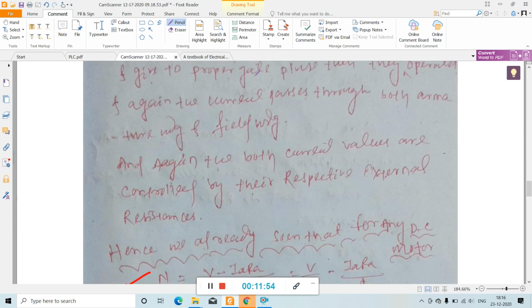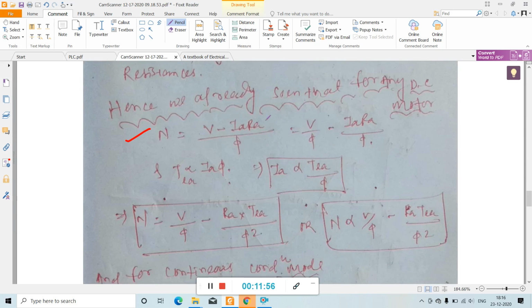So here I wrote, speed is equal to (V minus IaRa) by phi, which if we split this expression is V by phi minus IaRa by phi. Here, for a shunt motor, torque is proportional to phi Ia. So Ia is proportional to torque by phi. Here we found the Ia expression, and this Ia expression is put in this part.